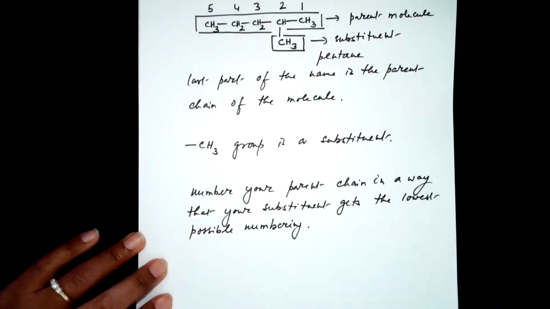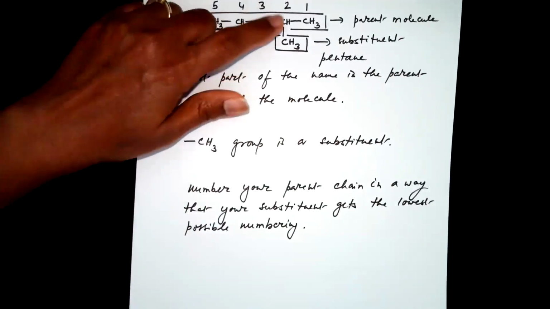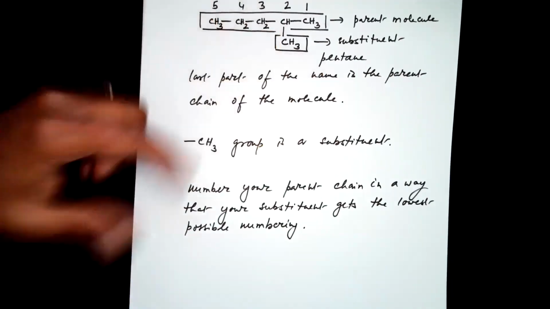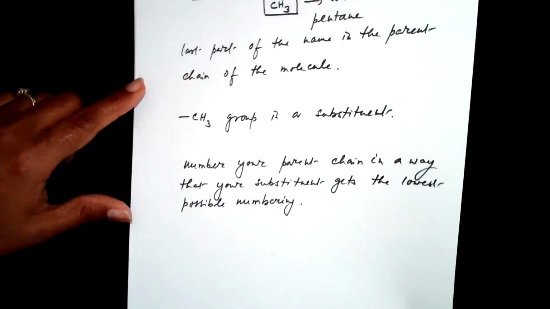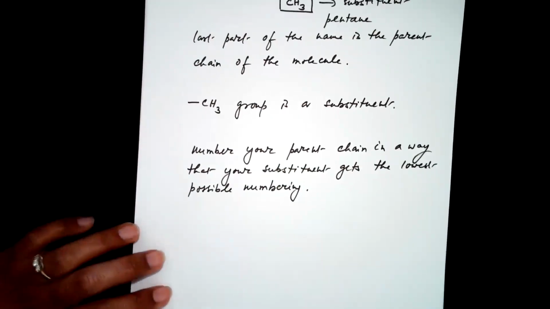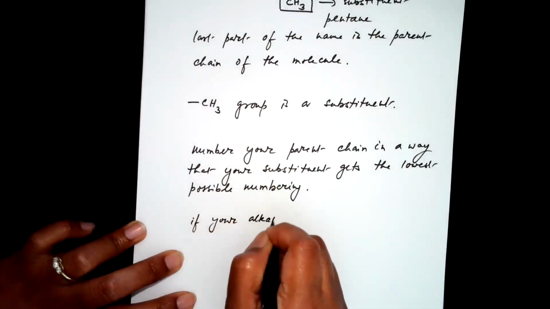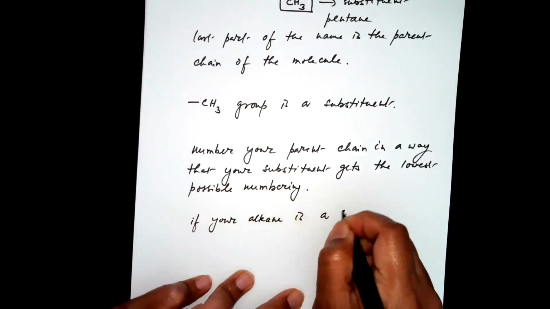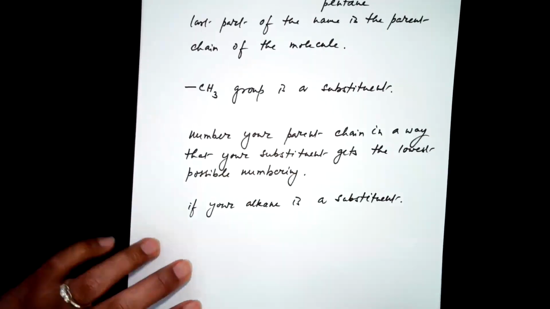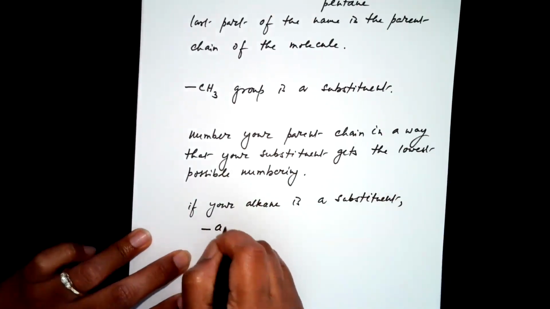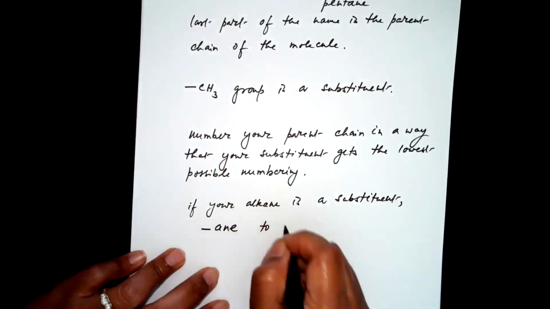Now, you would also have to mention what is the substituent. So I know my substituent is at carbon 2, but my name also needs to specify what is the type of substituent that is hanging on to carbon 2. Now, if your alkane is a substituent, the naming rule says that the name of the alkane will change from ANE to YL.